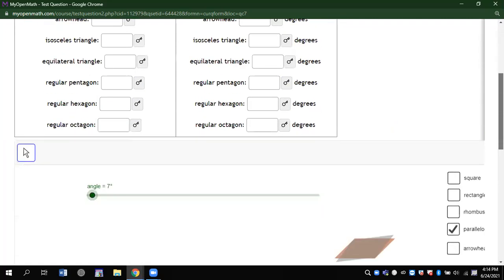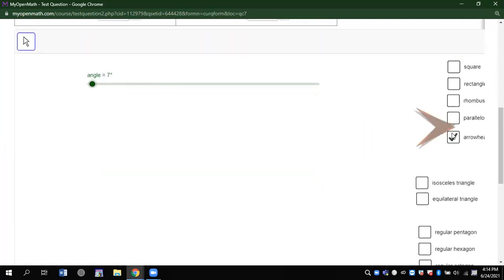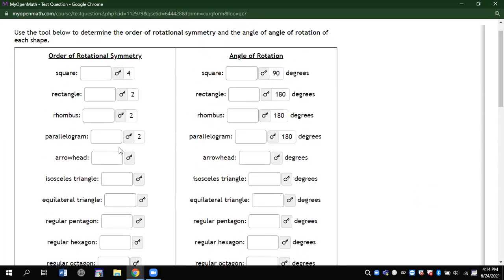How about an arrowhead? Let's go down the list here. There's the arrowhead, right? So it's rotated. Wait, did it work? I'm rotating, rotating, rotating. There's 180. It's not unto itself, is it? Keep going. Boom. Only once. The order was only once.